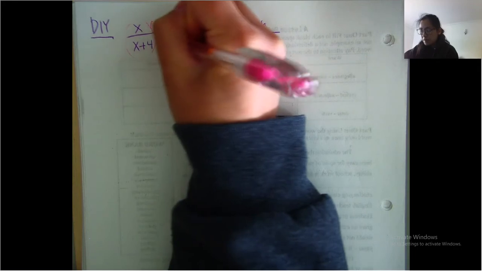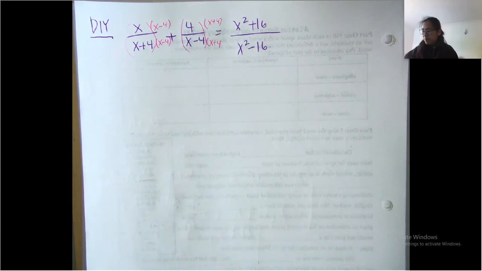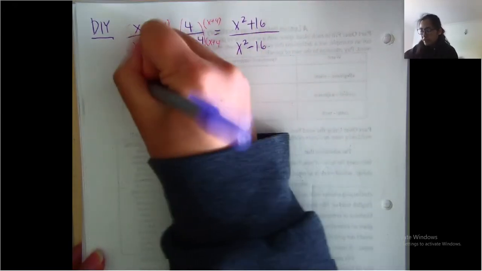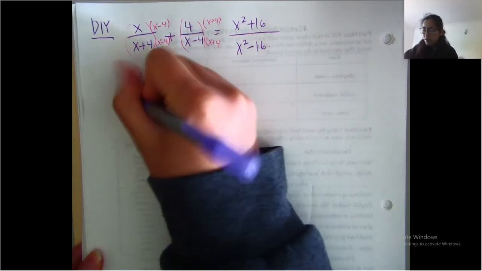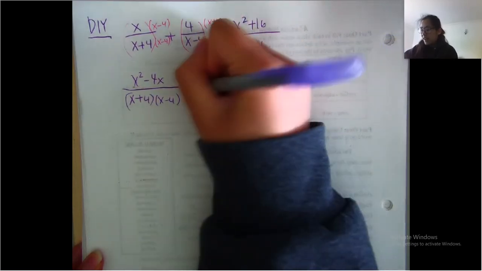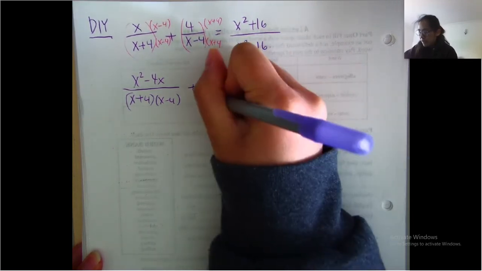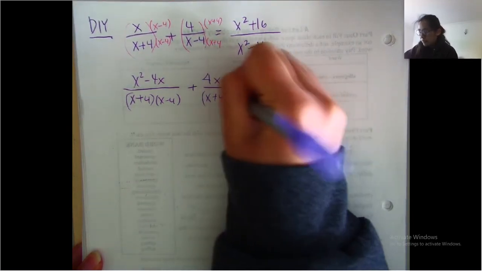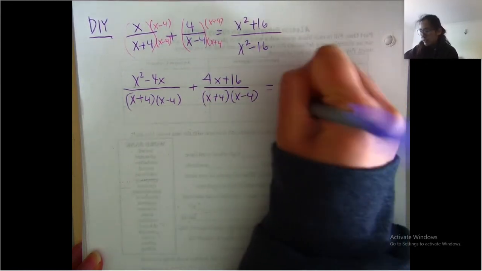So I'm multiplying this one by x minus 4 over x minus 4. And then this one, I'm going to multiply by x plus 4 over x plus 4. And again, that's from each of the opposite fractions. So over here, you end up with x squared minus 4x over, and then over here, you end up with x plus 4 times x minus 4, and then plus 4x plus 16 divided by x plus 4 times x minus 4. And this is supposed to equal x squared plus 16 over x squared minus 16.